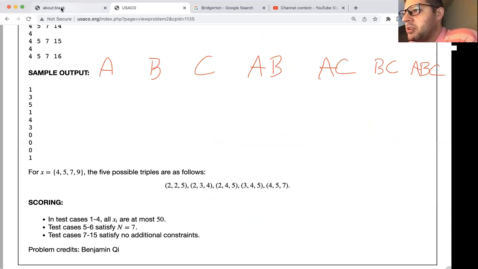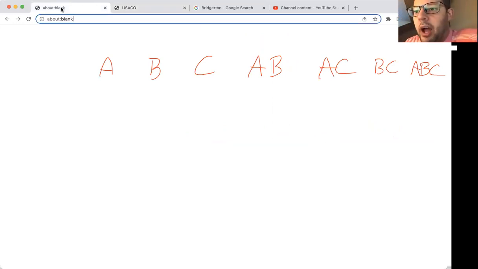I'm going to switch to a blank page. Because I know that I'm given at minimum 4 numbers, then of these 7 options, A, B, C, A plus B, A plus C, B plus C, and A plus B plus C, I have to have at least 4. So let's just start picking out combinations.